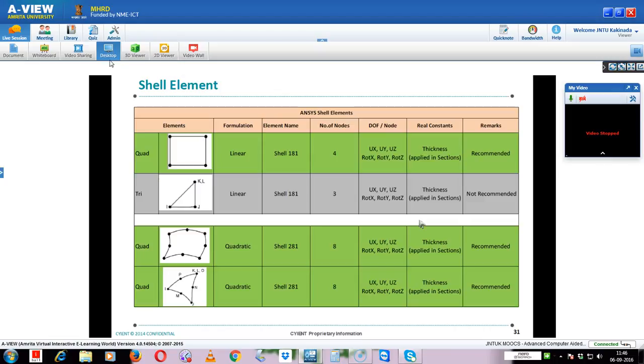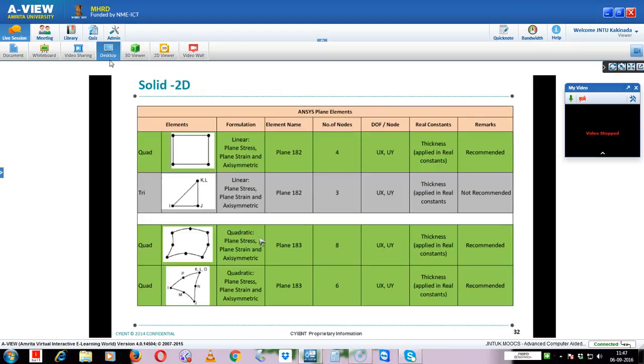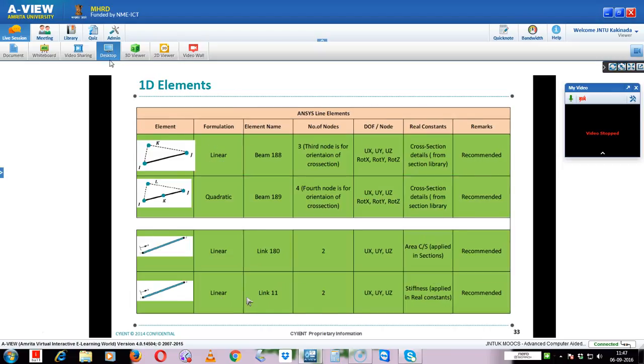Coming to shell elements or plane elements, as we discussed earlier, quad is recommended and tria is not at all recommended. Again, same is the case because of uniform strain in the element. And for quadratic formulation, both the shapes are recommended. Same is the case with the solid 2D element. Linear trias are not at all recommended. Remaining things, linear quad, quadratic quad, and quadratic trias are recommended. Okay.